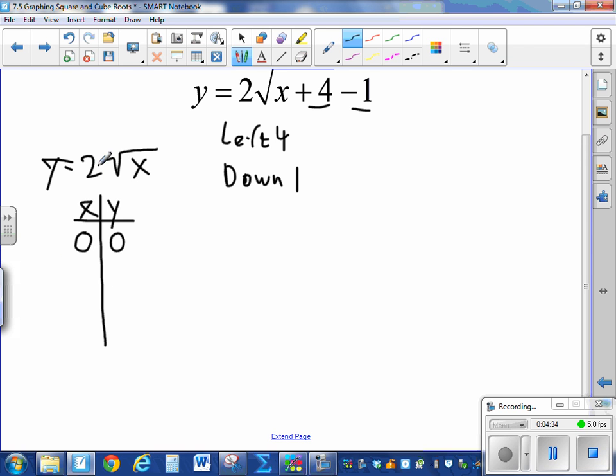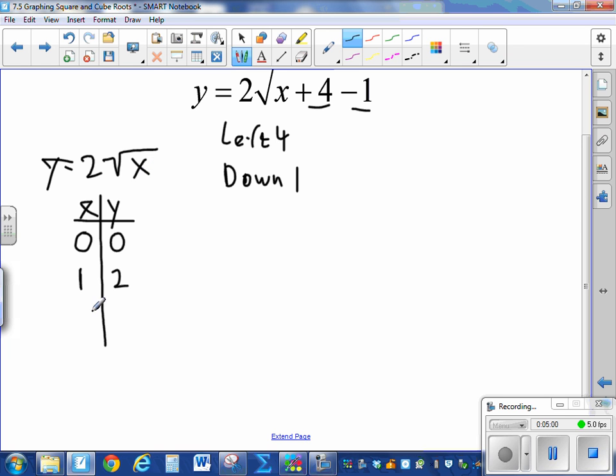All right, so the next point, let's try a 1, because you can take the square root of a 1, so we're going to pick a 1. Now notice we're not picking any negative numbers here because the square root of a negative is going to be a complex number. We don't want complex numbers right now, so we're not going to deal with that. So I picked a 0, I picked a 1. The square root of a 1 is a 1, times 2 is 2. Now we're not going to pick 2 because the square root of 2 is not a nice number.